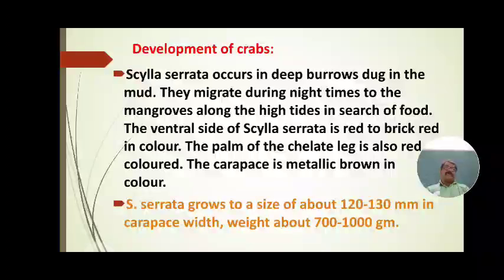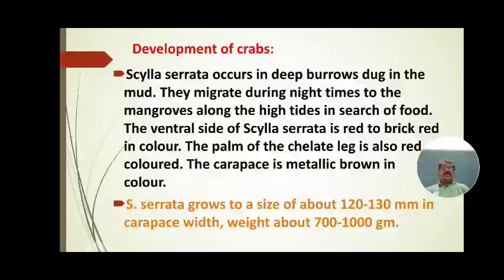The next point for Scylla serrata is development of crabs. Male and female sexes are separate. Sexual dimorphism is seen: the abdomen in the male crab is V-shaped, and in the female crab the abdomen is U-shaped. Crabs reproduce throughout the year, but peak spawning is from the monsoon. Megalopa, Nauplius and Zoea larvae are observed in the monsoon season. Eggs are deposited near the water.